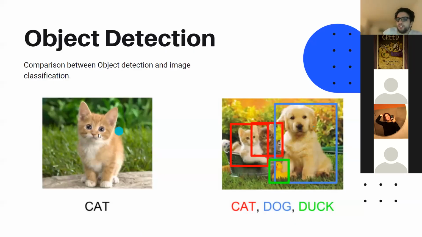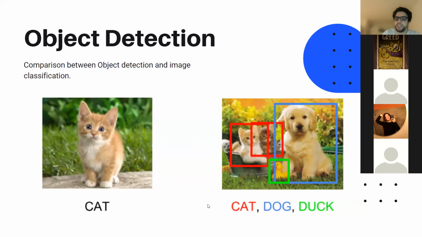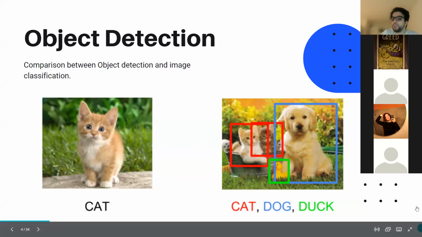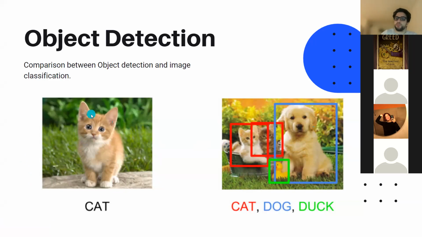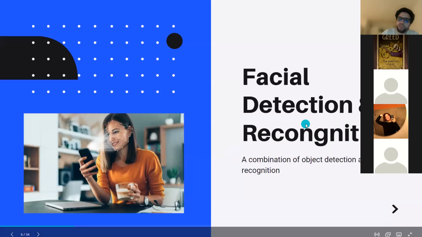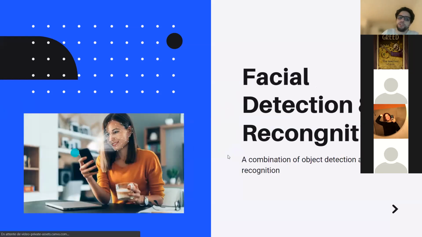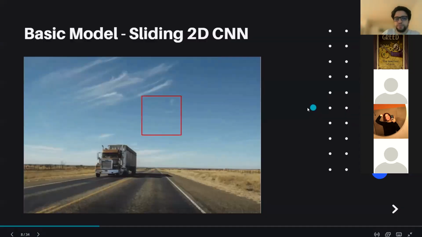So as we said, in object detection, the main difference from image classification is that you no longer just classify one object inside the image, but you're classifying everything inside the image. And you don't just classify it, but you specify the location of that object inside the image. We saw that it has so many applications, such as parking lot monitoring, and we spoke about facial detection and aggregation in a following lecture.